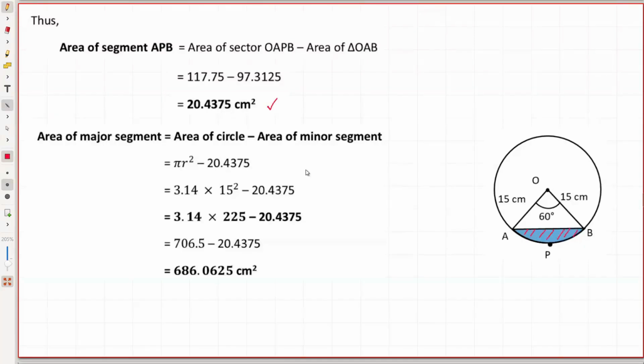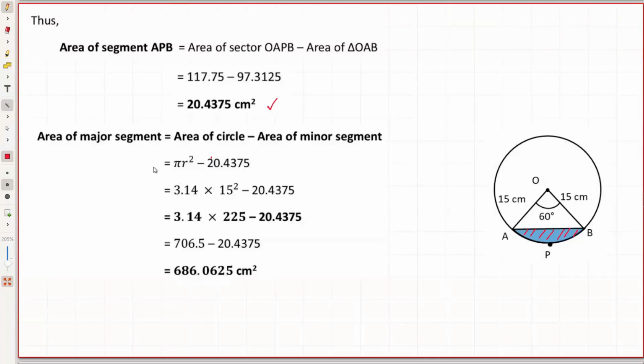Next, they are asking for the area of the major segment. Major segment means everything except this, all the white portion. How do you find it? Area of the circle minus area of the minor segment. Area of the circle formula pi r square minus 20.4375. So pi value 3.14 into 15 square, that is 225. Multiply it and subtract, and you'll be getting 686.0625 centimeters square.